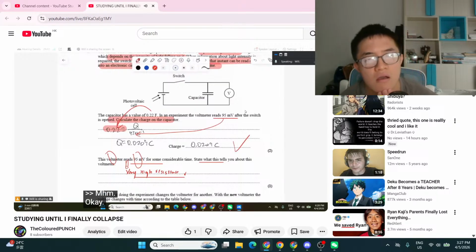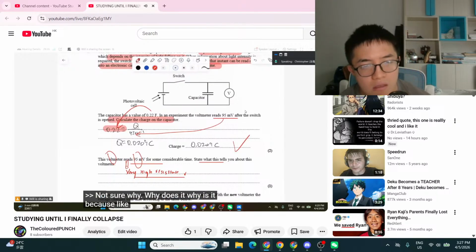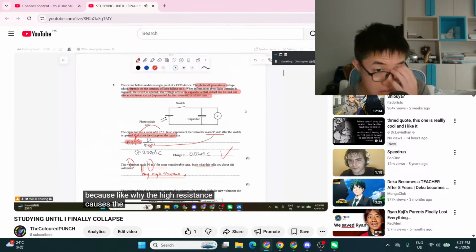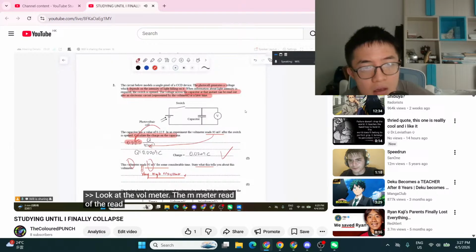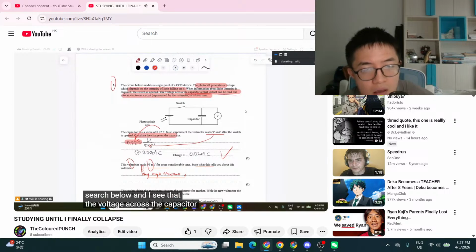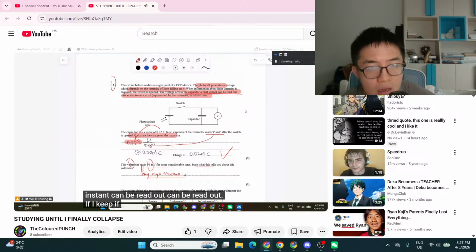Why does the high resistance cause the delay? Look at the voltmeter. The voltmeter reads the 95 millivolt voltage for some considerable time. In the circuit below, the voltage across the capacitor at that instant can be read out. If I keep the voltmeter reading at 95 millivolts, the voltage stays constant, right?